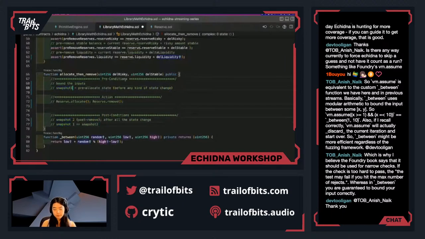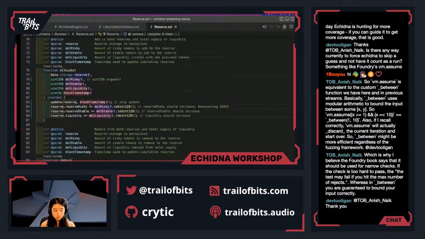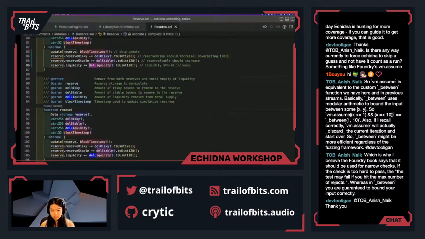Because at the end of the day, what we're really doing is taking this allocate, adding the amount of tokens that we want to add into the pool, with the change in liquidity, and remove is basically doing the exact opposite.